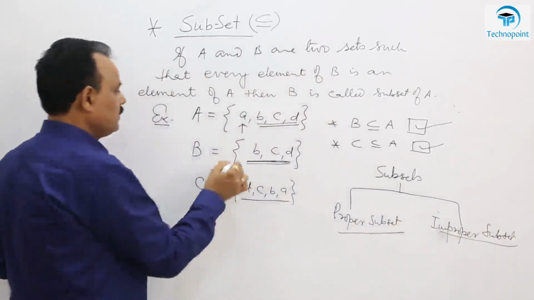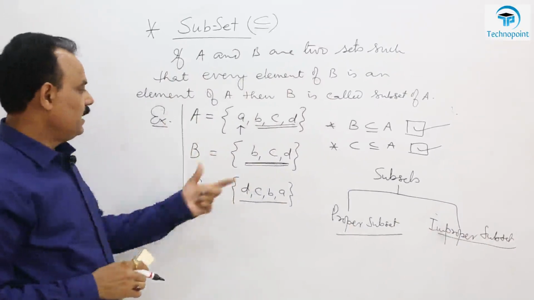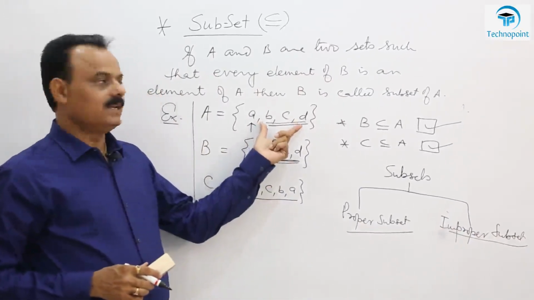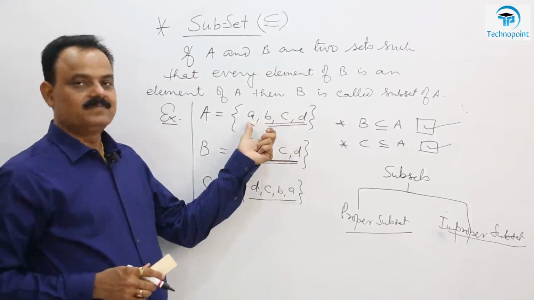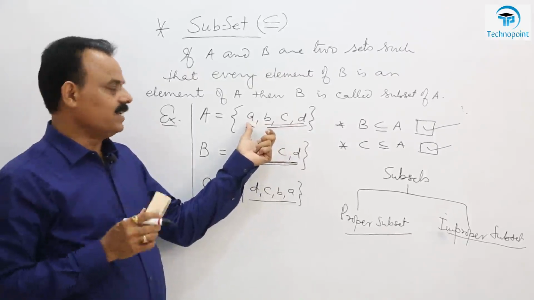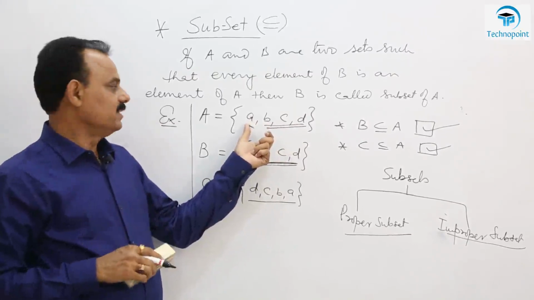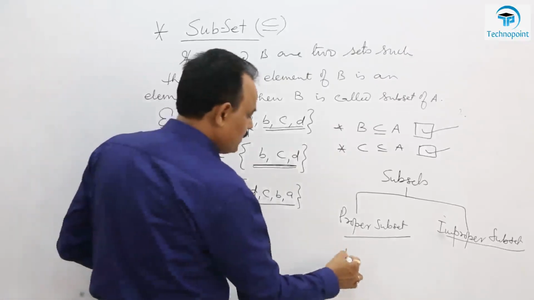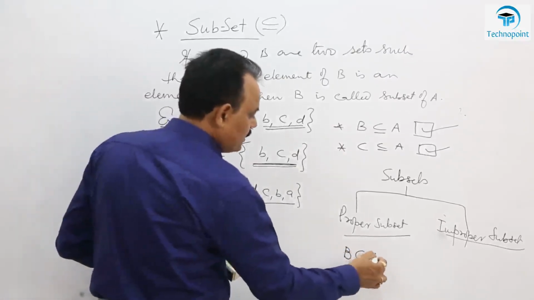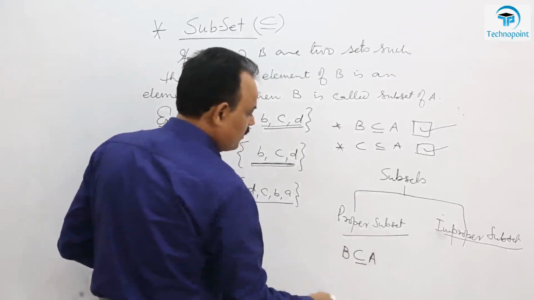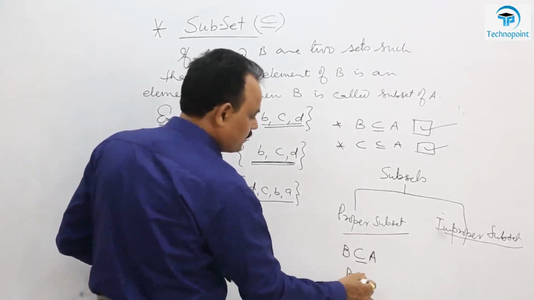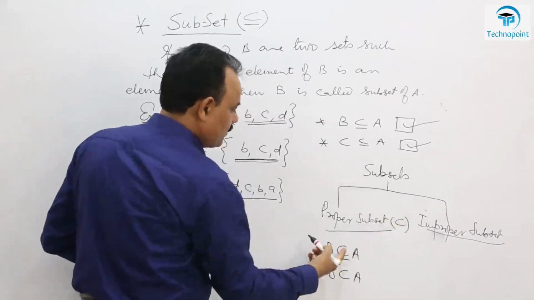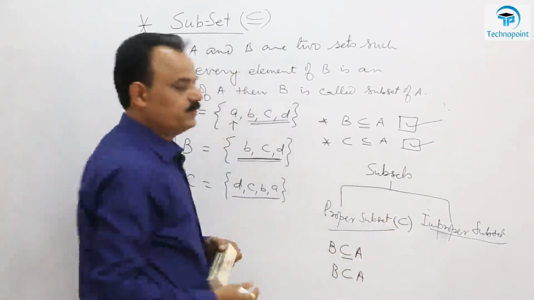So look at these three sets. All the elements of B lie in the set A, and there is one extra element. If there is some extra element, one or more extra elements, then this B is a proper subset of A. So B is actually a subset of A. Which kind of subset? Proper subset. This is the notation for subset, and this is the notation for proper subset.